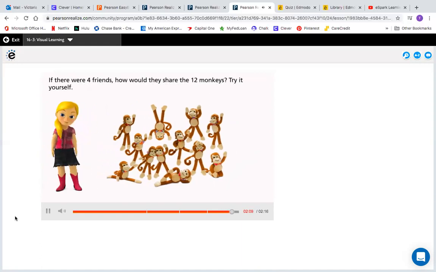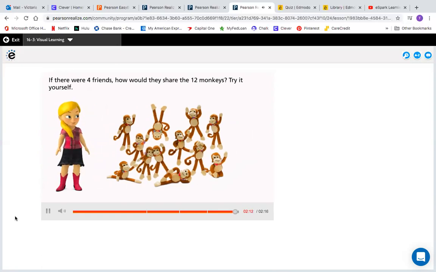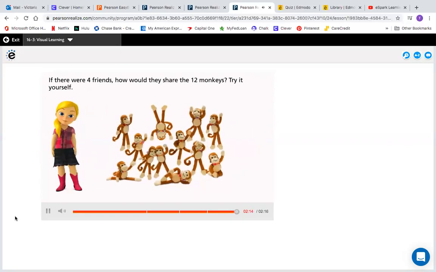If there were 4 friends, how would they share the 12 monkeys? Try it yourself. So you can pause this one and try it yourself if you would like. I'm gonna show you 2 different examples. So if you did wanna try it, pause the video and then play it again when you're ready to see my examples. But it says if there were 4 friends, how would they share the 12 monkeys? So that means that the total is 12 and then there's 4 groups that you're splitting it into.